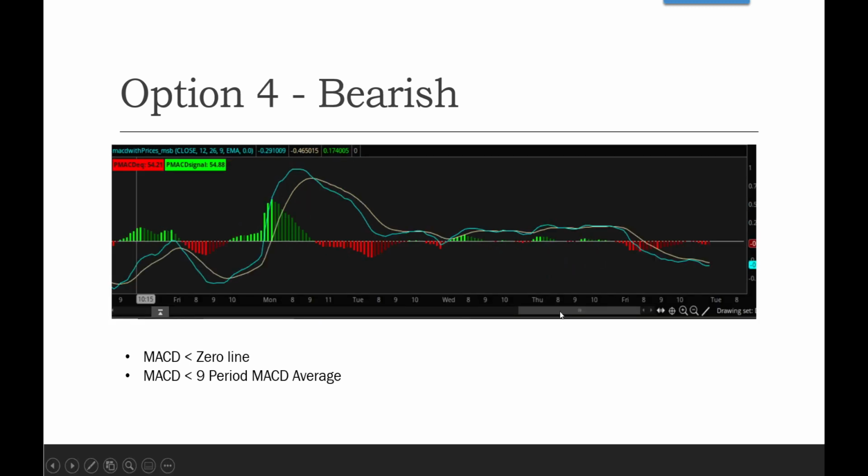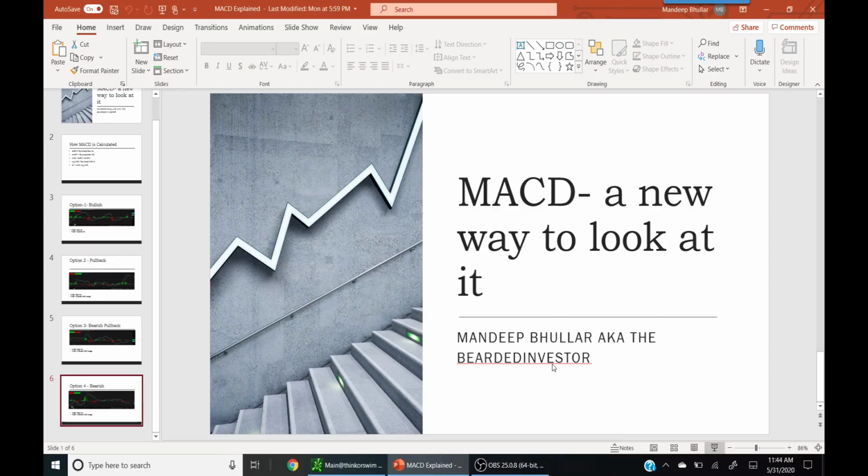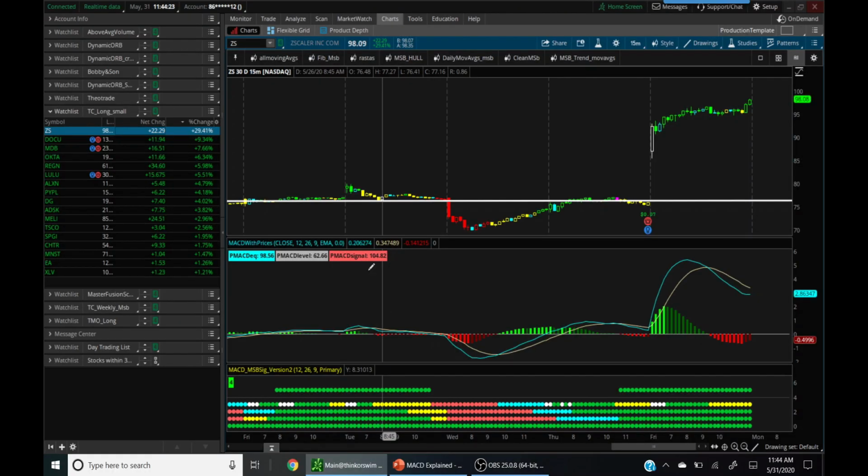And then we have the last scenario, which is your MACD is less than the 0 line, and at the same time it's also trading below the average. So this is to me the most bearish condition, right? But if we can have these conditions aligned in four different time frames, then it gives us a much better picture. And what we're going to do is take a look at a few examples.